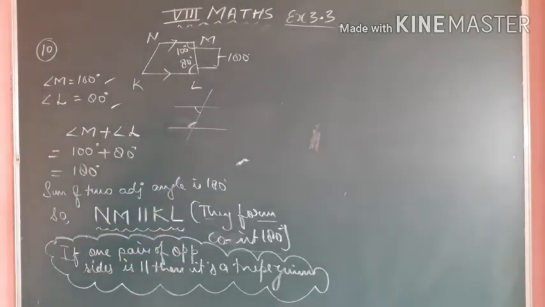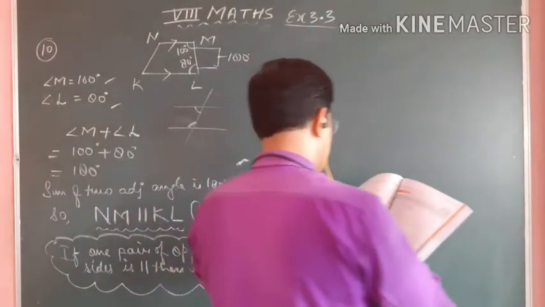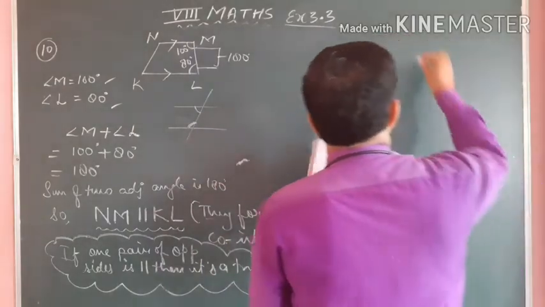Okay students, now move to sum number 11. We have to find the measure of angle C. Now this is the figure.